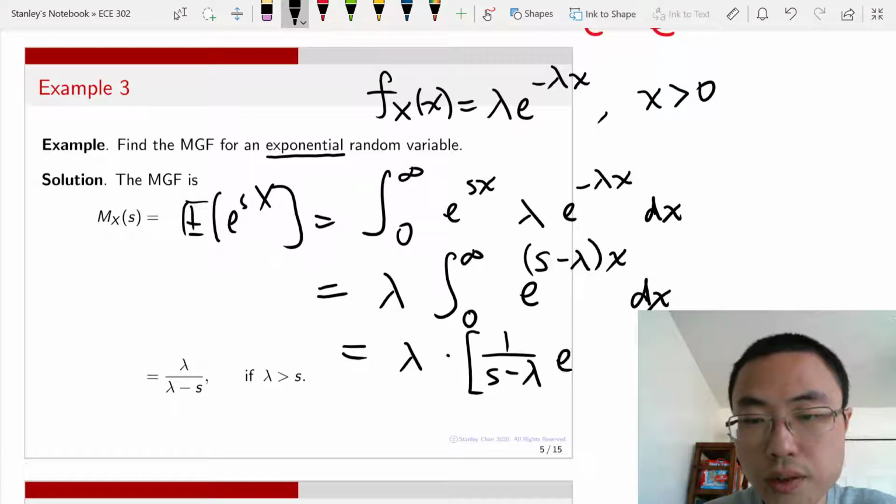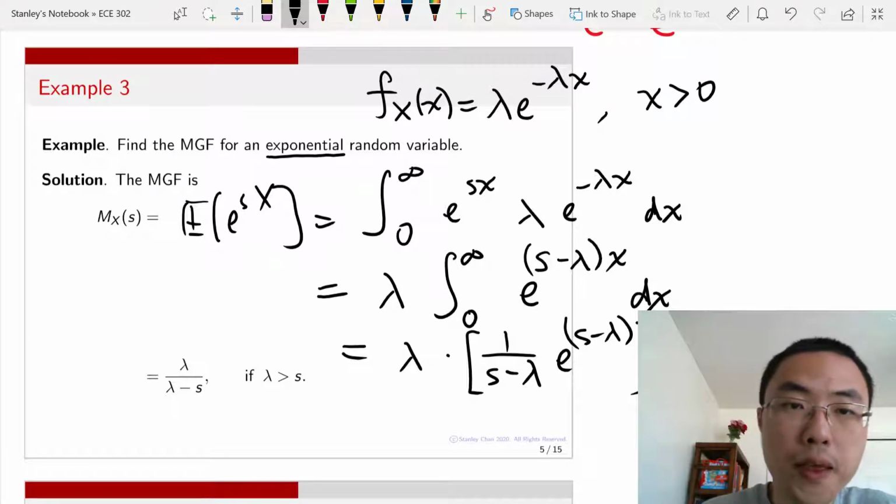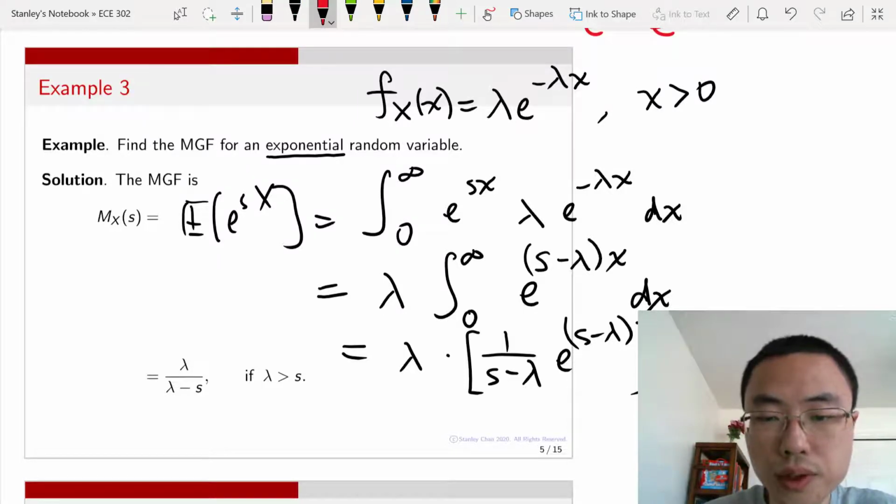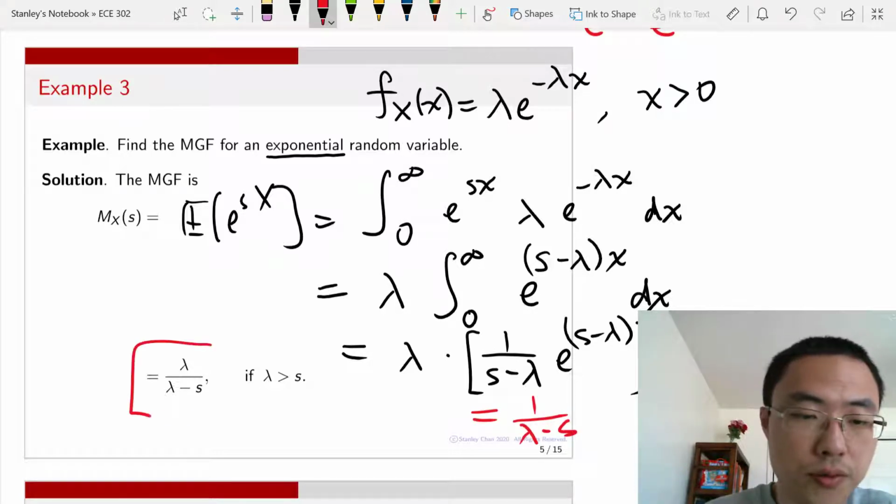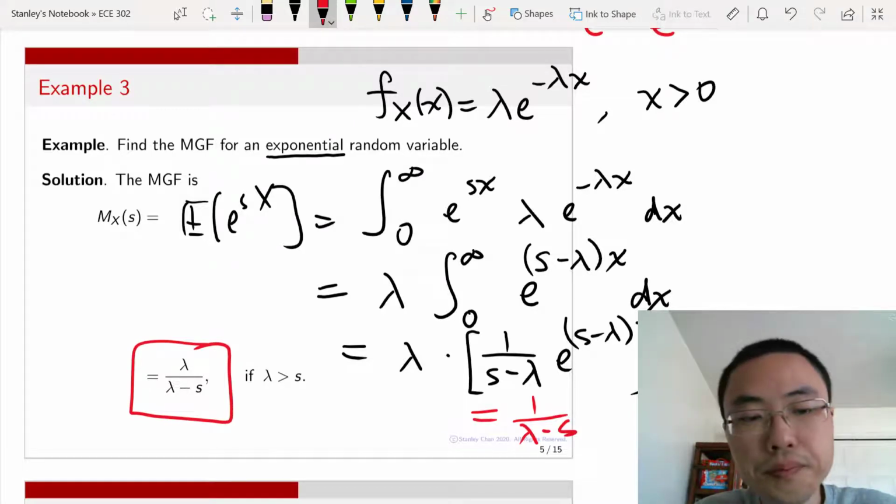You have this e to the power (s minus lambda) x. You need to evaluate this function from 0 to infinity, and then you can do this calculation and you show that this is equal to lambda over (lambda minus s), and therefore it will give you this result. So this is the moment generating function of an exponential random variable.